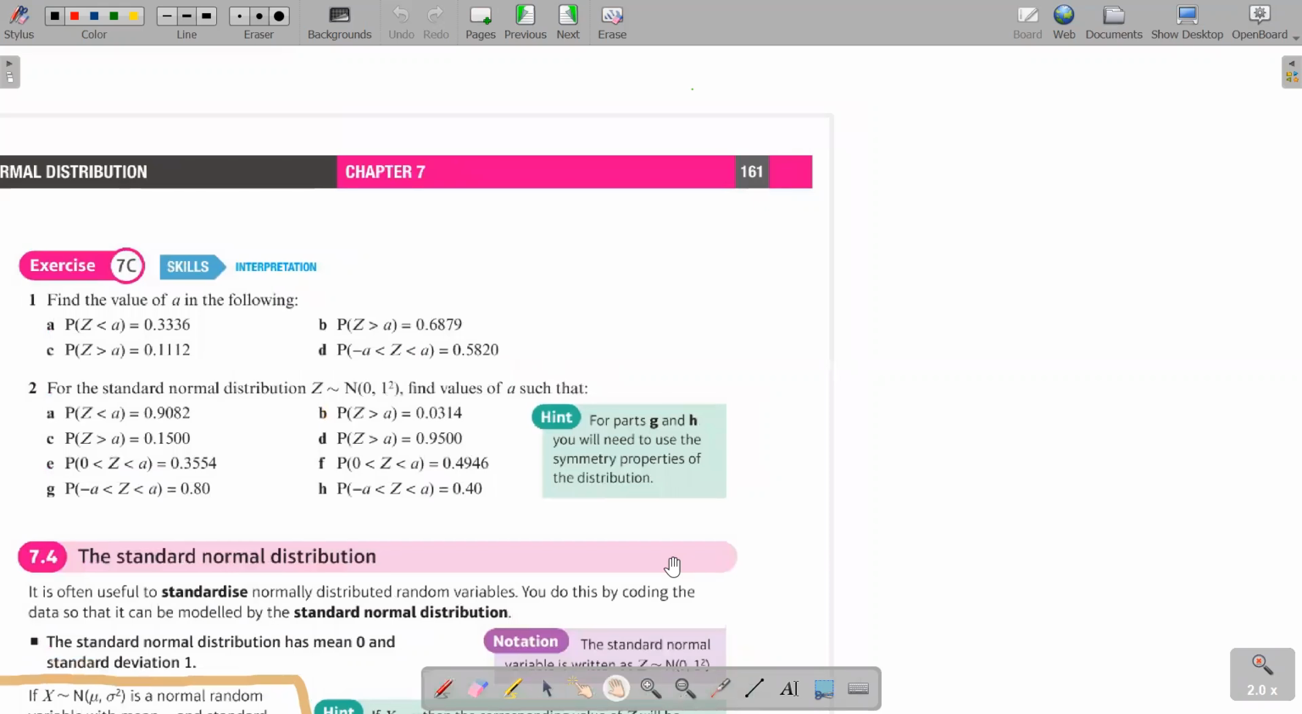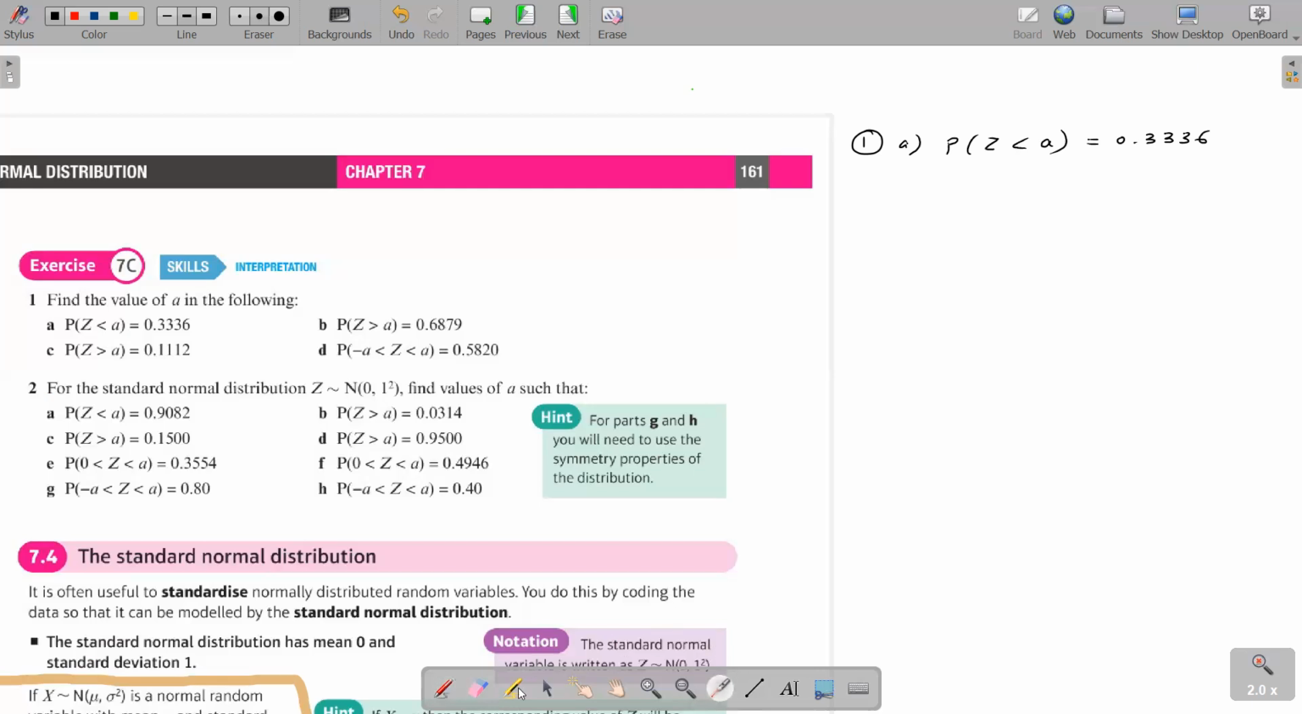When you're doing this, I want you to emphasize two very important things. So what are those two important things? Number one, when they give you the question, the first thing is let's draw the diagram. So how does it work here? Let's do the first one: the probability of V less than A is equal to 0.3336. This is what we have.